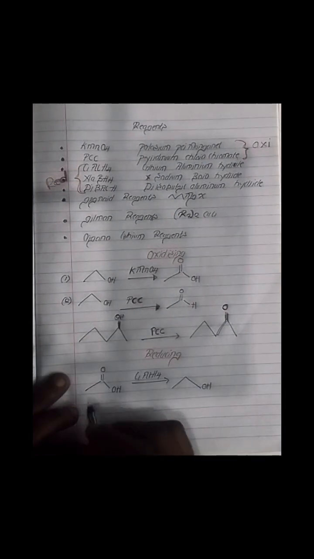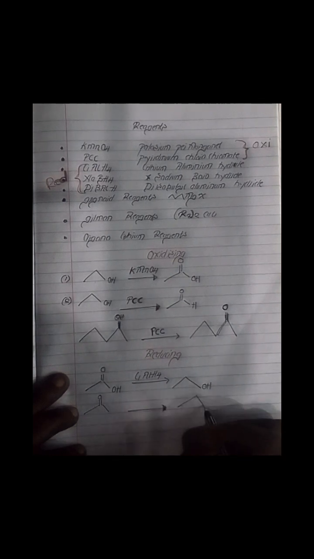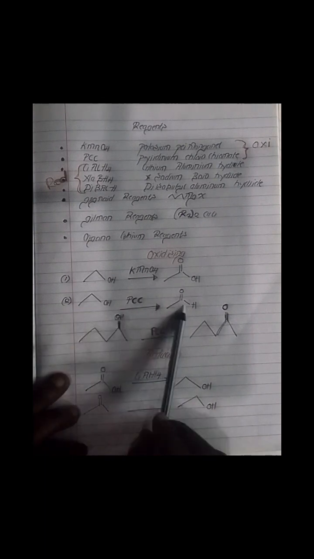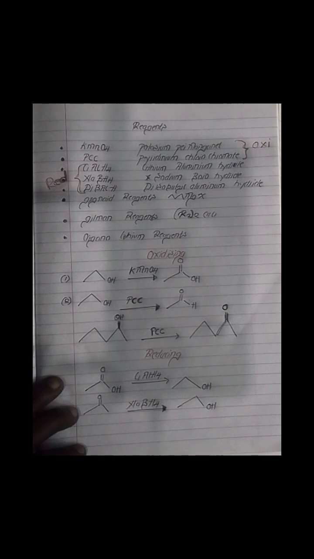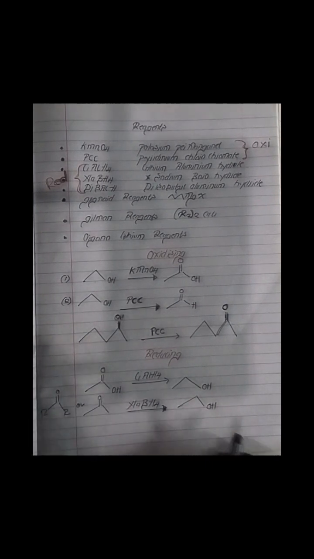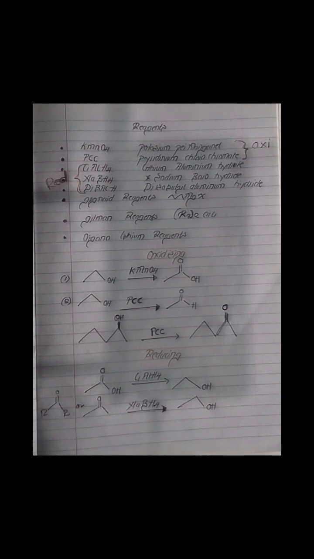The next reagent we can talk about is sodium borohydride. It's the opposite of PCC. So it can move from an aldehyde to a primary alcohol. If you want to run the reverse reaction of PCC, you use sodium borohydride. Are we together up to that point? Another thing to know is that this can also work on ketones. So you can also change a ketone into an alcohol using sodium borohydride.